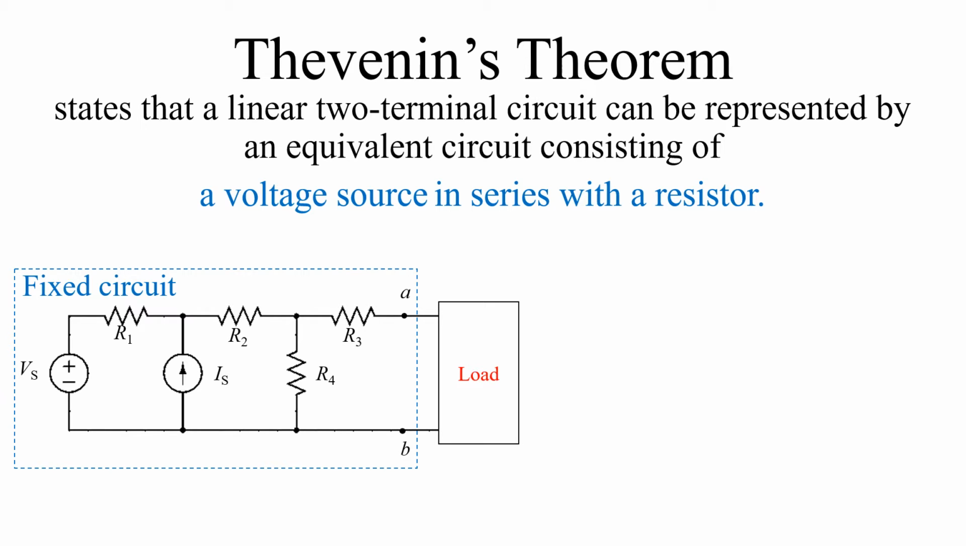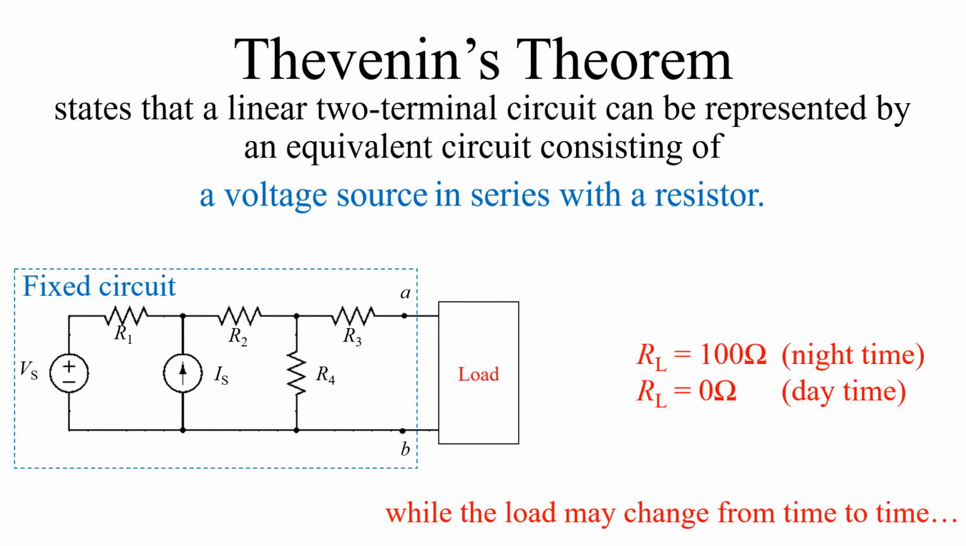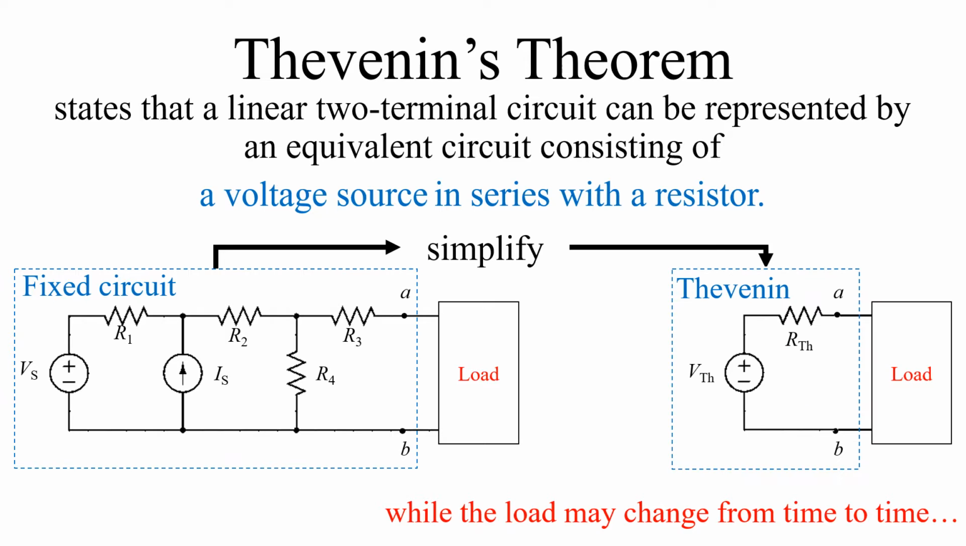Given this circuit, it can be divided into a fixed part and a variable load. The variable load can change from time to time. For example, lights: during the night time they are turned on, while during the daytime they are turned off. The fixed part of a circuit can be represented by an equivalent circuit, which is called the Thevenin's equivalent circuit. The Thevenin's equivalent circuit has a voltage source called VTH, the Thevenin voltage, in series with the Thevenin resistance.